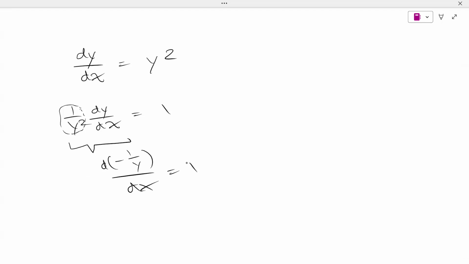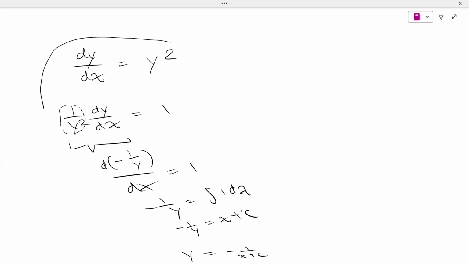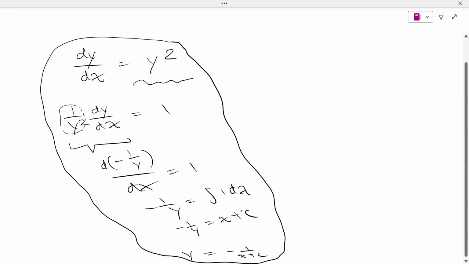Again, we use the same procedure. -1 over y is the integral of 1 dx, or -1 over y equals x plus c, and y equals -1 over x plus c. So it's kind of a general procedure for just y. If the right hand side is just a function of y and the left hand side is just dy dx.